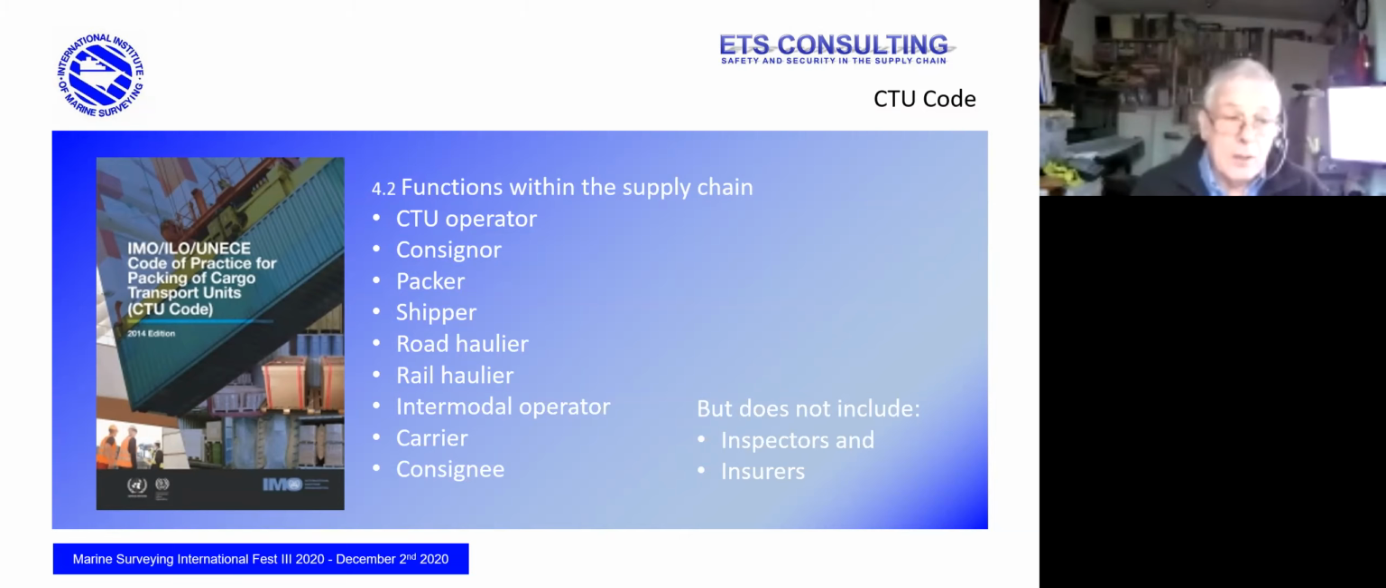But there are no functional descriptions for inspectors and the insurers. And that was seen as a deficiency within the code, because they have a very important role to play. And the IMO produced a checklist to assist people who are developing best practice buying systems, which includes looking to ensure that inspectors, insurers, and customs organisations carried out their role correctly.